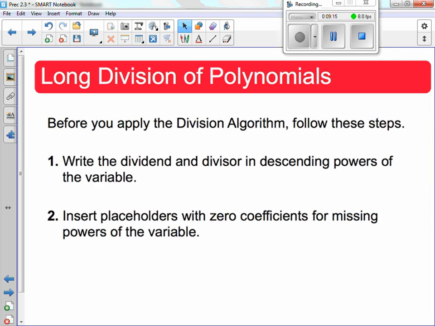When dividing, the powers of the dividend and divisor are decreasing. So whenever we divide, the power of what's being divided will decrease by 1 each time, because we're making it smaller. We're taking one factor out. Insert placeholders for coefficients of missing powers. So if it's not there, we have to rewrite it there with a 0.